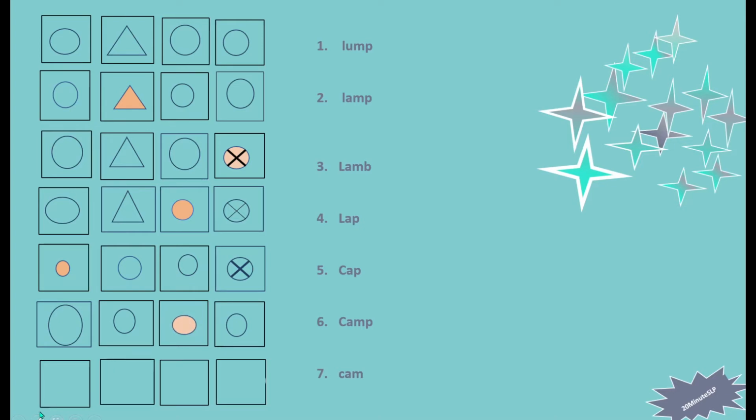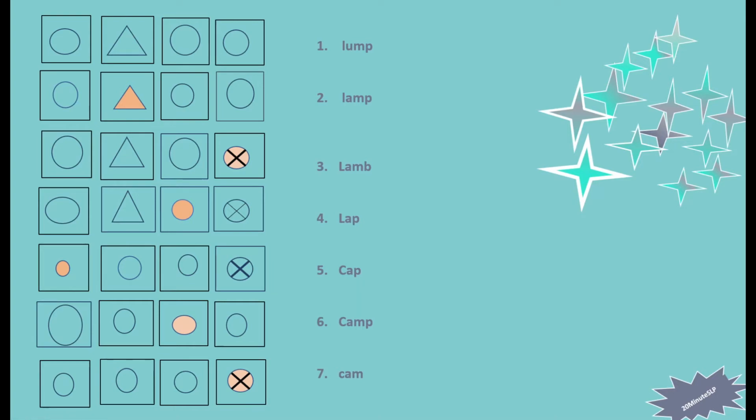The next word is cam. K, A, and I just ran out of sounds again. So we will color the last spot and put an X on it.